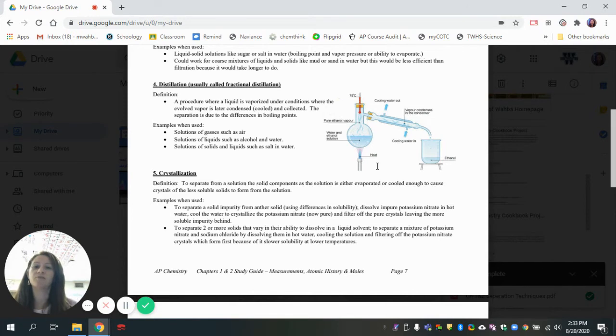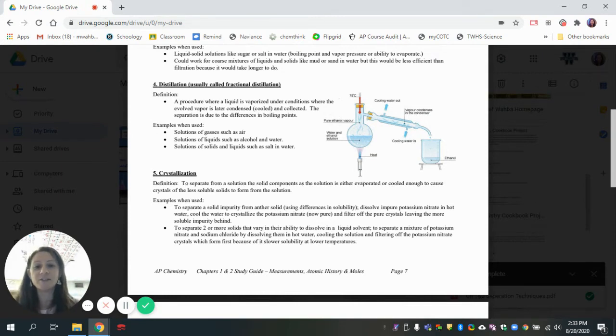And the key to this is you have to do it very, very slowly. You want your temperature to rise very, very slowly. And the idea is as you hit the different boiling points of the different components, these components start boiling. And so they boil at different times and collect at different times.